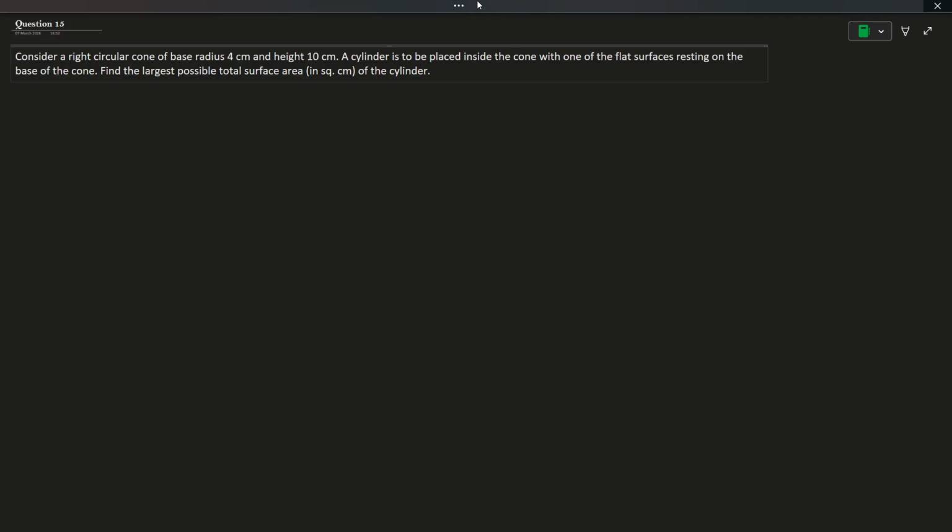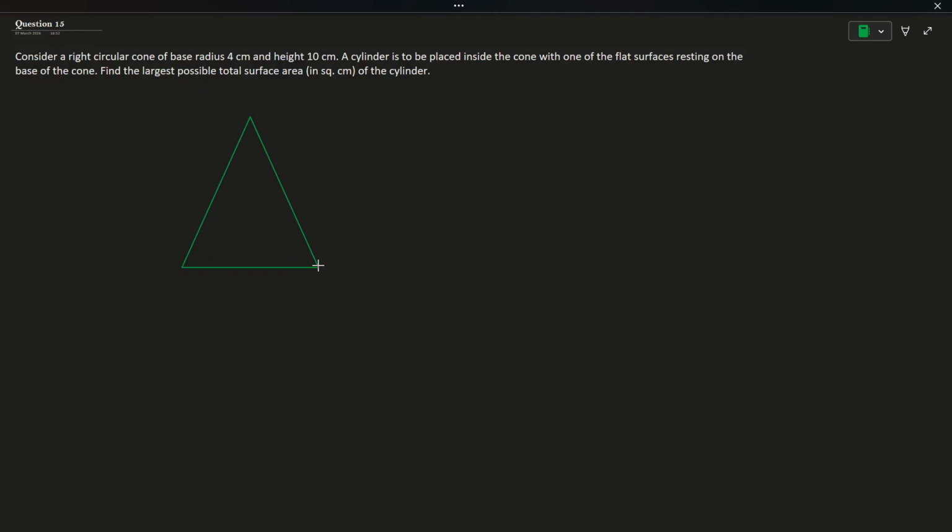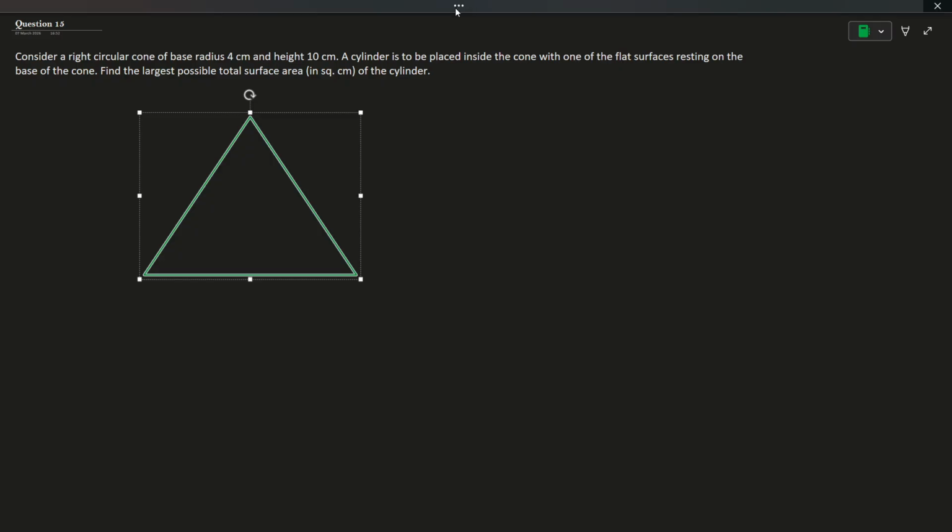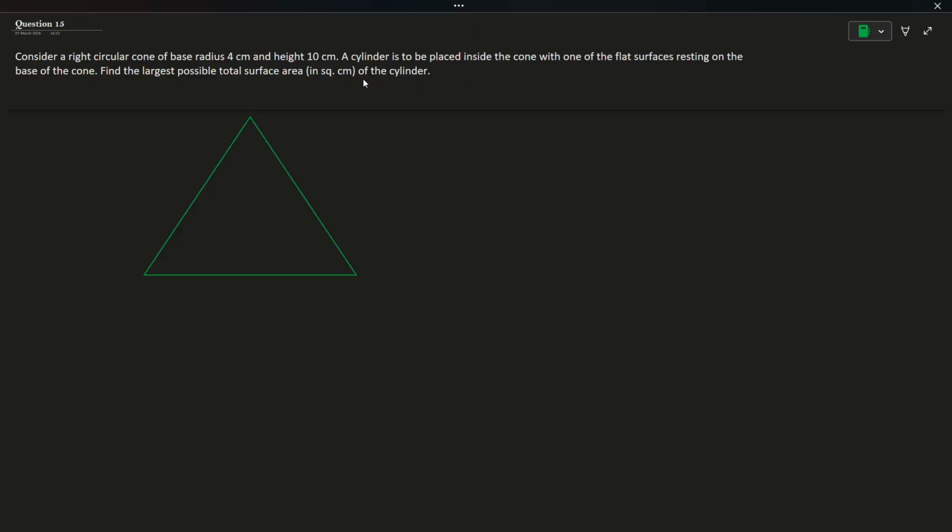All right, guys. First of all, again, let me draw the cone. Cone is basically, if you look at it as a 2D figure, it looks like a triangle. Now this is the base of the cone. Let me denote the vertices of the triangle as ABC. Okay, guys. Now I will convert this into a cone.